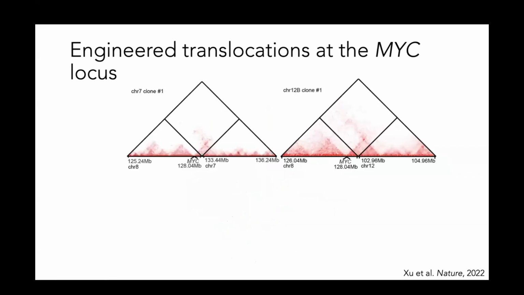And so this is looking at Hi-C data. This is from 2 of these engineered lines. So this is the one where the translocation goes to chromosome 7. This is one where it goes to chromosome 12. So looking at these plots, this here is the Hi-C data on chromosome 8, where MYC sits right here. This is the Hi-C data on chromosome 7 that we've translocated this to. And then this diamond part in the middle is the Hi-C data that crosses the breakpoint. So you see there's this kind of new domain that forms across the breakpoint.